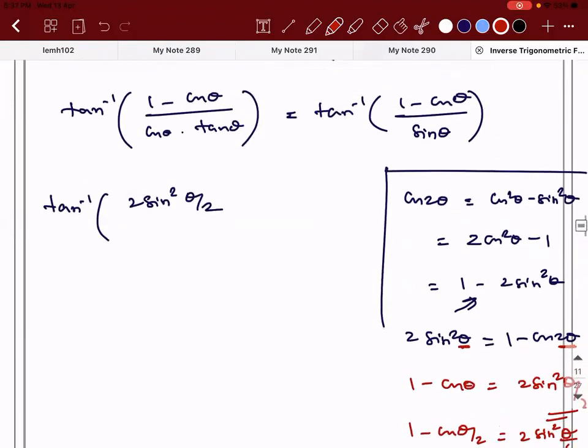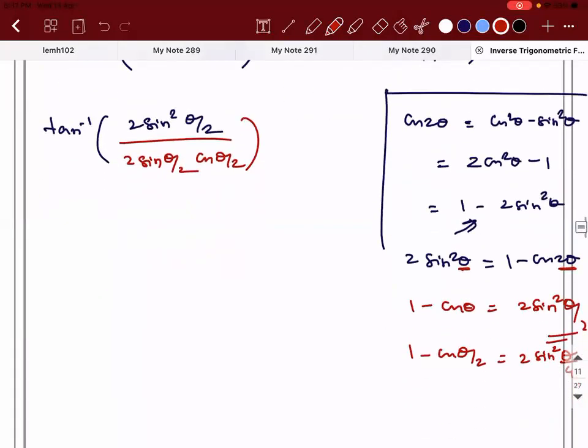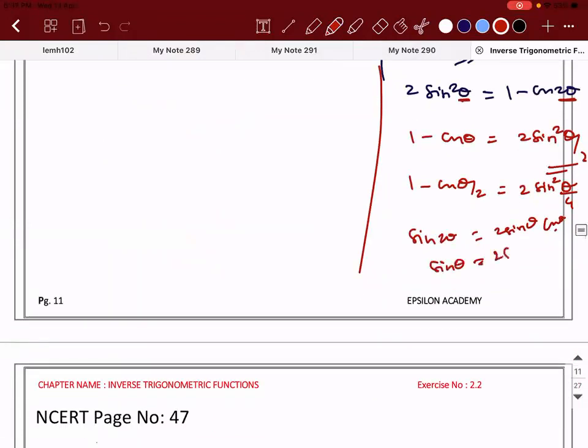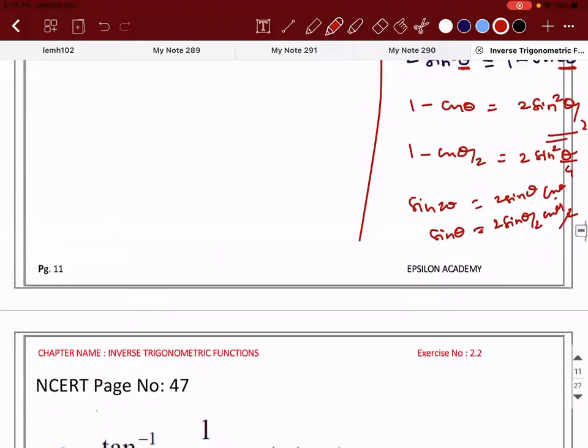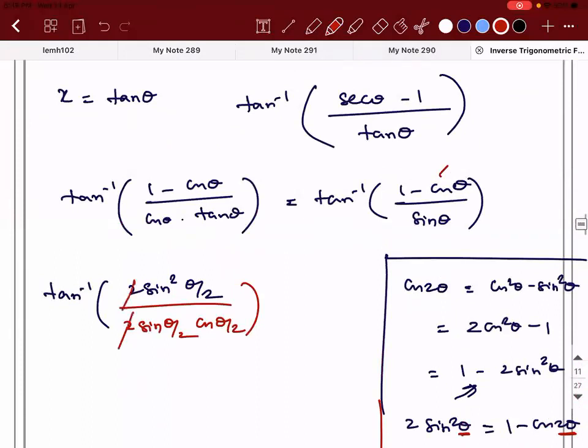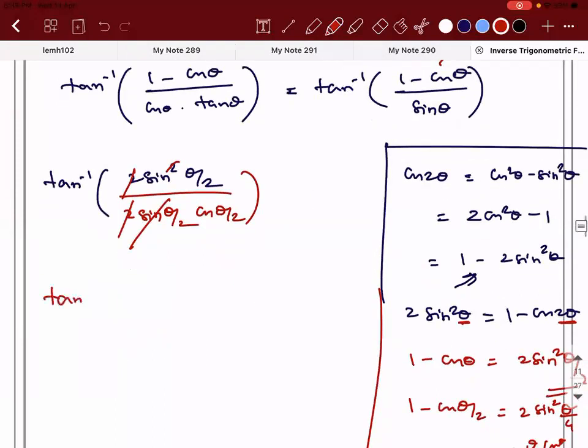With the same logic, 1 minus cos theta, I can write it as 2 sin square theta by 2 divided by sin theta. I can write it as 2 sin theta by 2 into cos theta by 2. Again, same logic: sin 2 theta is 2 sin theta cos theta. Then what about sin theta? 2 sin theta by 2 cos theta by 2. Accepted. Right? So 2 gone, 1 sine is gone. So tan inverse of tan theta by 2. Answer is this, but you should not leave it as theta by 2.